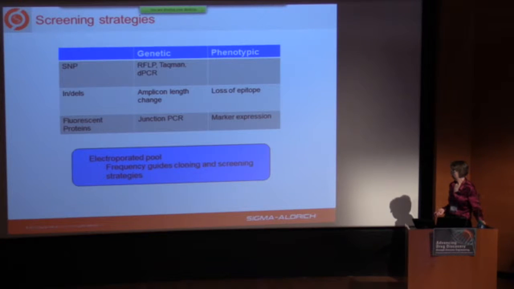If you're introducing a phenotypic change, such as a loss of epitope, this can be used as a method to screen. And then in the case when you're introducing a fluorescent marker, just the expression of that fluorescent protein is also a very good way to screen. The main message is that the method that you select to screen your cells is dependent on the type of change that you're trying to introduce and the frequency with which you expect to find that change.